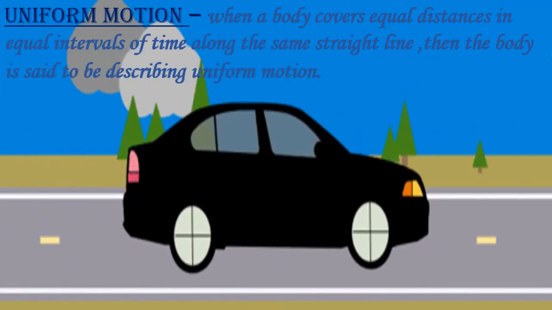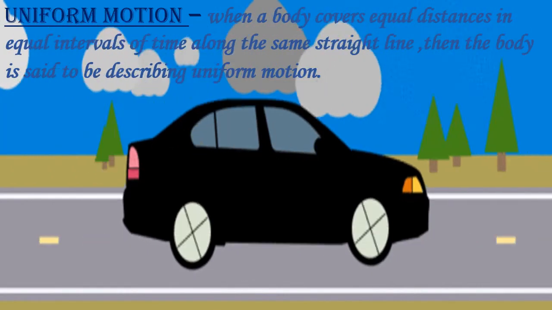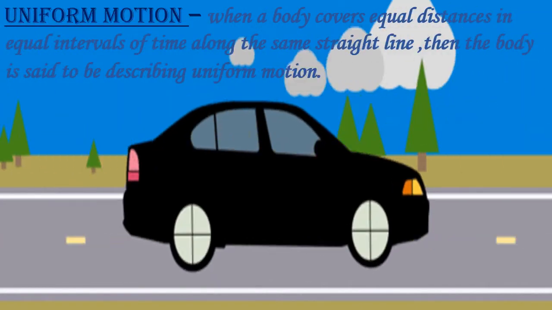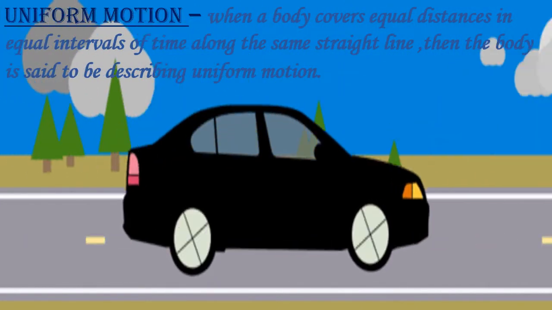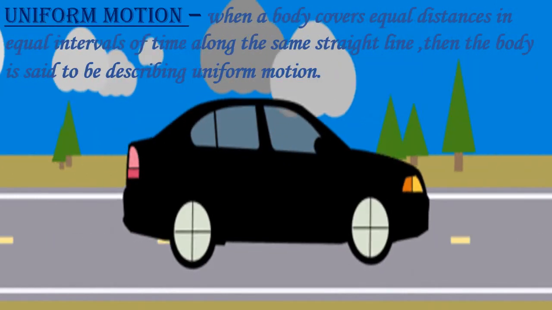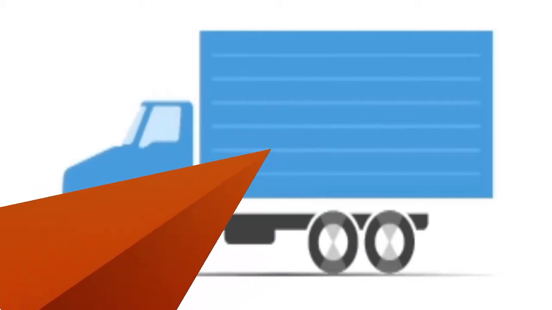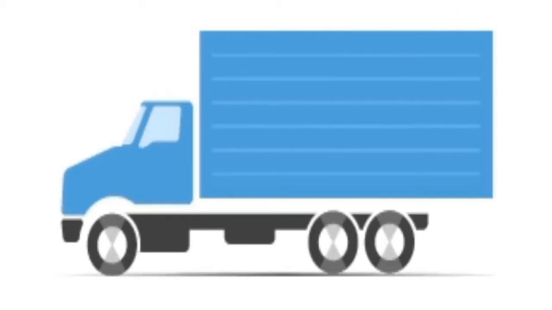So we can define uniform motion as follows: if a body covers equal distances in equal intervals of time along the same straight line, then the body is said to be describing uniform motion. Similarly, an aeroplane flying in a particular direction at a constant speed is said to possess uniform motion. Also, a car moving straight in a particular direction at a constant speed is describing uniform motion.